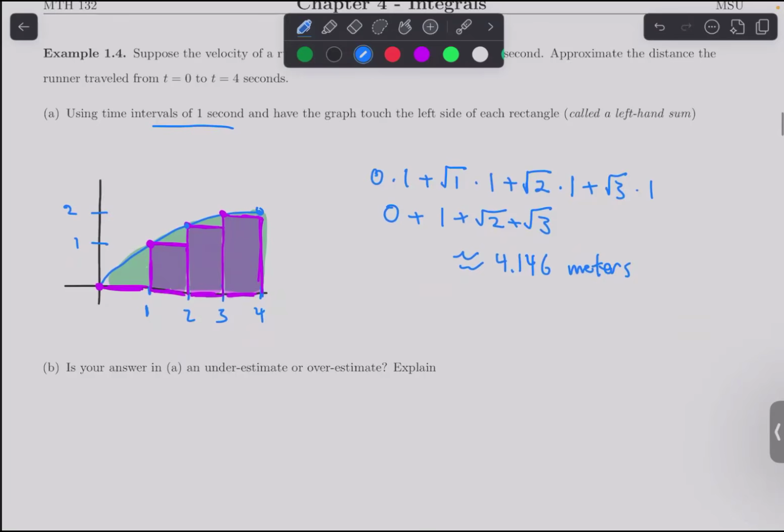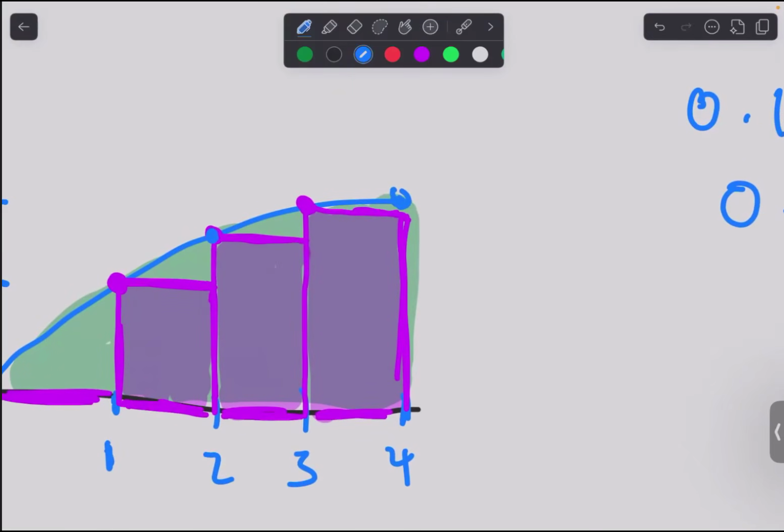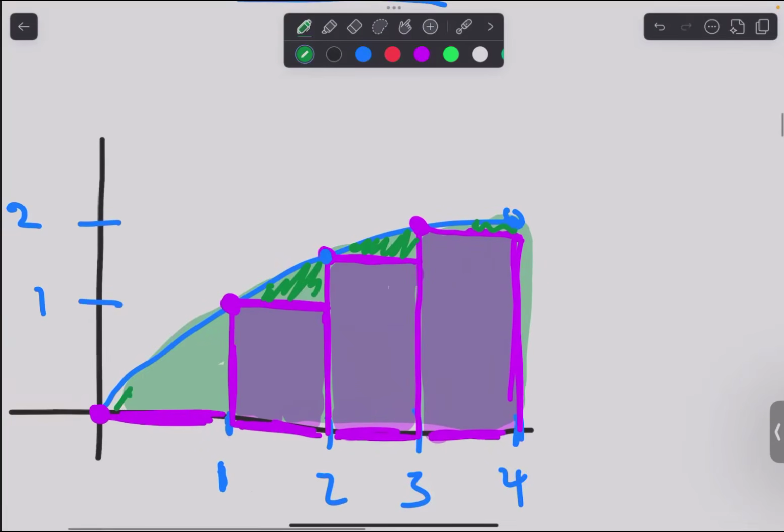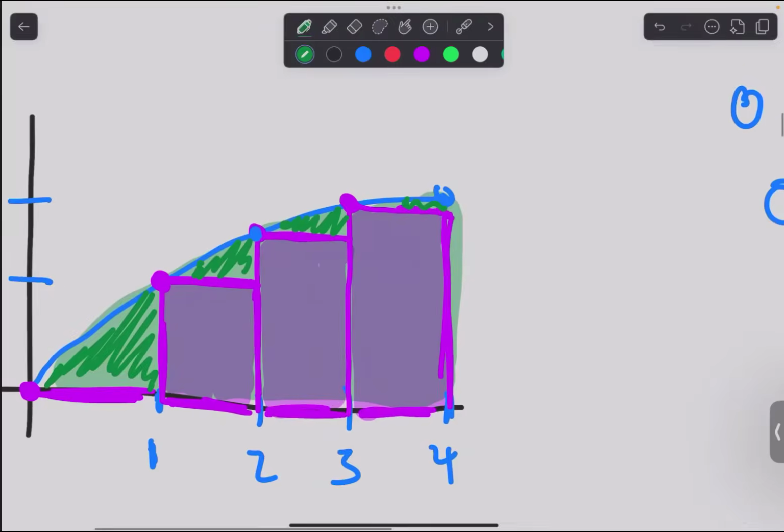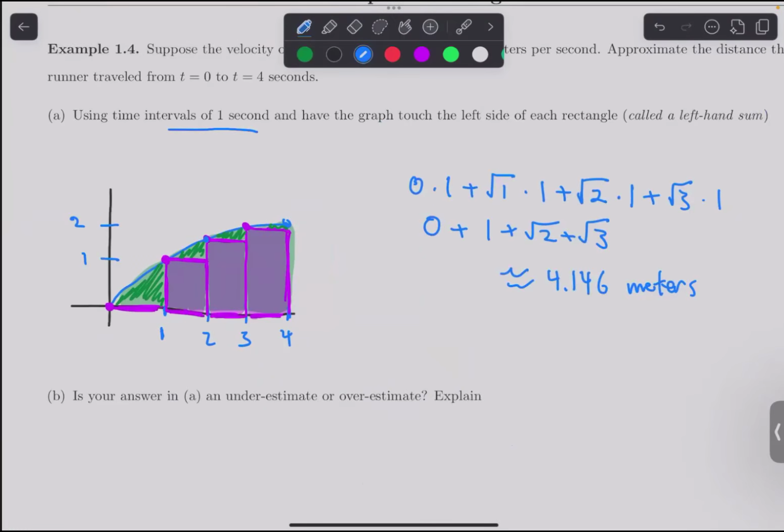Okay, moving on. Our next question is: is your answer from A an underestimate or an overestimate? Explain. So again, we were trying to approximate the area under this square root function. I originally had shaded that in green, and these rectangles that I included here in purple, we can see that they didn't really cover up all of the green area. So if anything, we're missing some of the area that wasn't accounted for. You can see that a little bit here, certainly some here, and some here. So our purple area that we calculated here is going to be an underestimate.